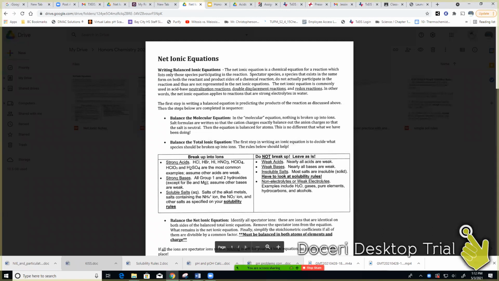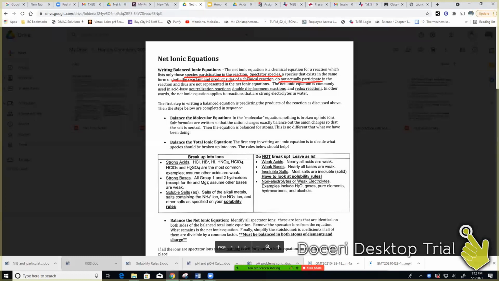A net ionic equation is an equation that shows only those species that actually are participating in the reaction. We cancel out the spectator species. That's what we did on the journal. And we can do that if they're on both the reactant and the product side in the chemical reaction, because they do not actually participate in the reaction. They're just there in the water as ions.